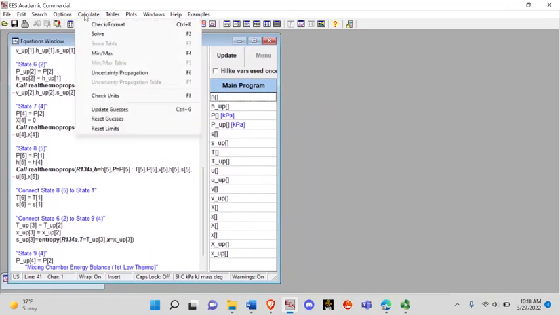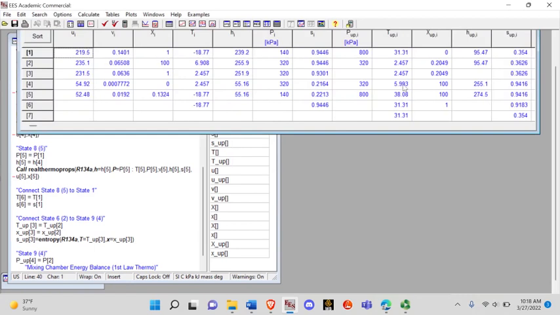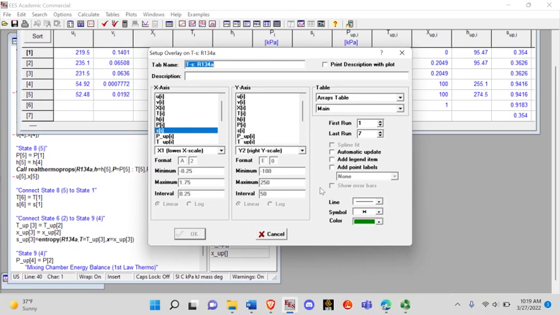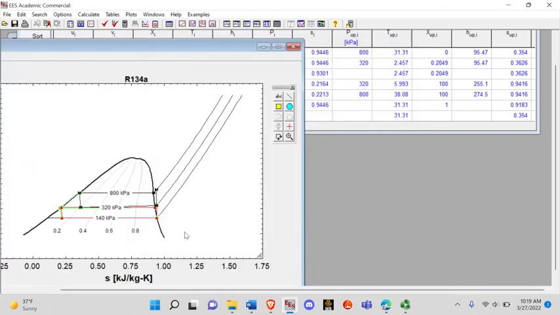So there's no errors, but it's just not. There we go. Here we can see that it's all fixed. And now our missing entropy at state 3 is found. So I can go plots, overlay plot. I'll do this one in a different color. I'll just do, I believe this is black. So our x-axis is going to be S up. Our y-axis we're going to label T up. We're going to put OK. And you can see how it came up. So now we have the complete chart.